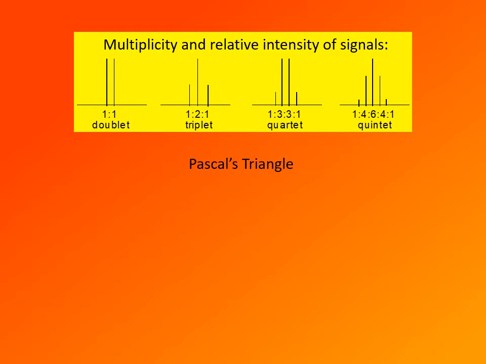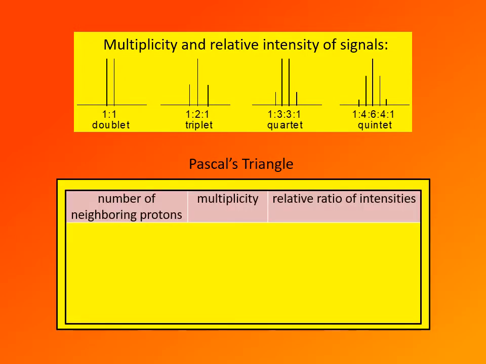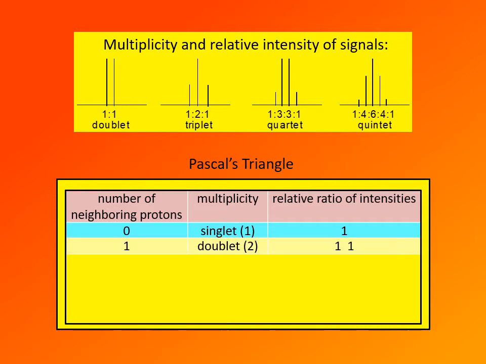Intensities of the signals and splitting, number of signals, could be predicted by application of Pascal's triangle. So we consider number of neighboring protons, and multiplicity is of course n plus 1, and relative ratio of intensities will be given by Pascal's triangle. So if there are no neighboring protons, then multiplicity is singlet. That means there is just one signal, there is no splitting. And so that means that intensity is of course 1.